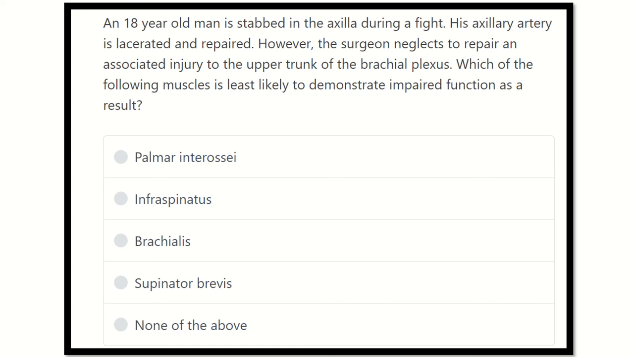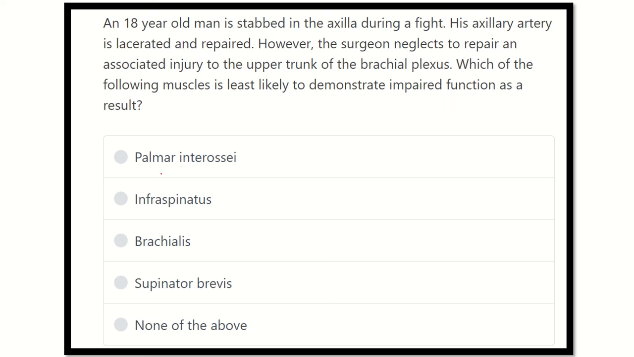So we can see the question is: an 18 years old man is stabbed in the axilla during a fight. His axillary artery is lacerated and repaired. However, the surgeon neglects to repair an associated injury to the upper trunk of the brachial plexus. Which of the following muscles is least likely to demonstrate impaired function as a result?